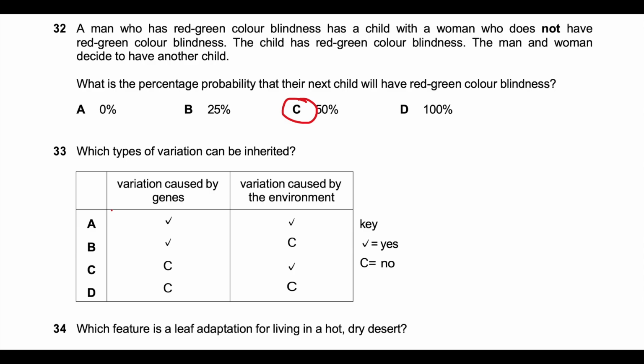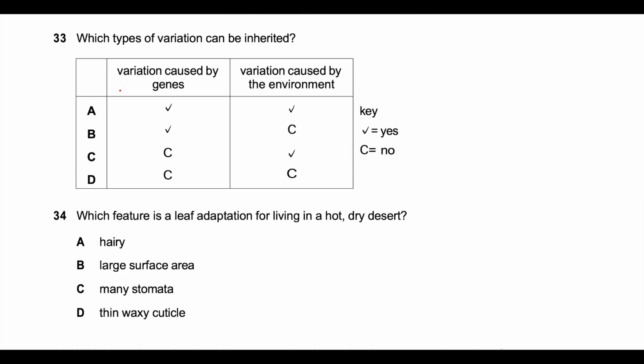Now question number 33. Which types of variation can be inherited? A, the key is yes, and this is no. A, yes, that's right, sure. No, the environment, it will not be inherited. Imagine if my skin color changed because of sun. I will never pass it to my son. Okay, B, this is inherited, that's right. Yes, that's right, no. These are wrong.